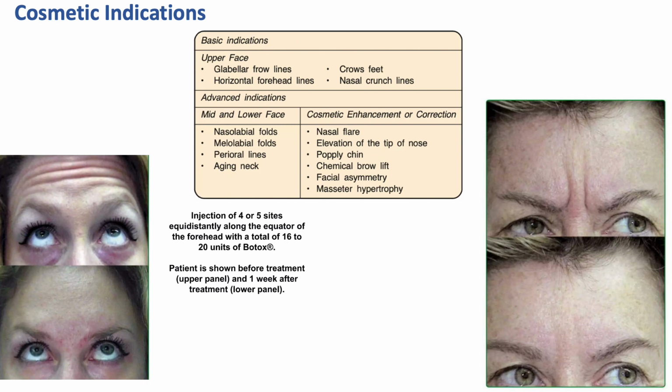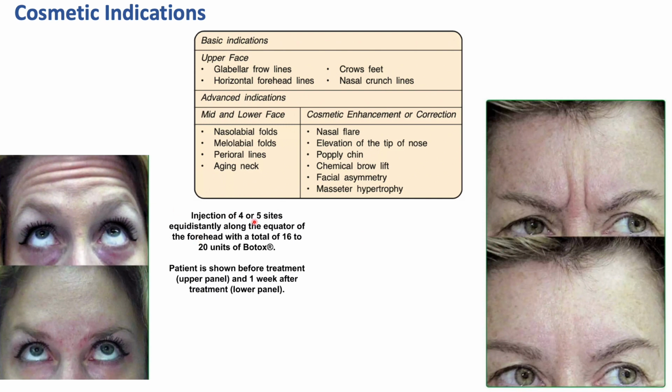Here's an example of how the toxin could be used for cosmetic purposes. It could be used in the upper face to treat horizontal forehead lines and nasal crunch lines, and even in other parts of the face to treat nasal flare, puppy chin, and brow lift, and to treat facial asymmetry. Like most models, they use Botox treatment to make their face look more symmetrical.